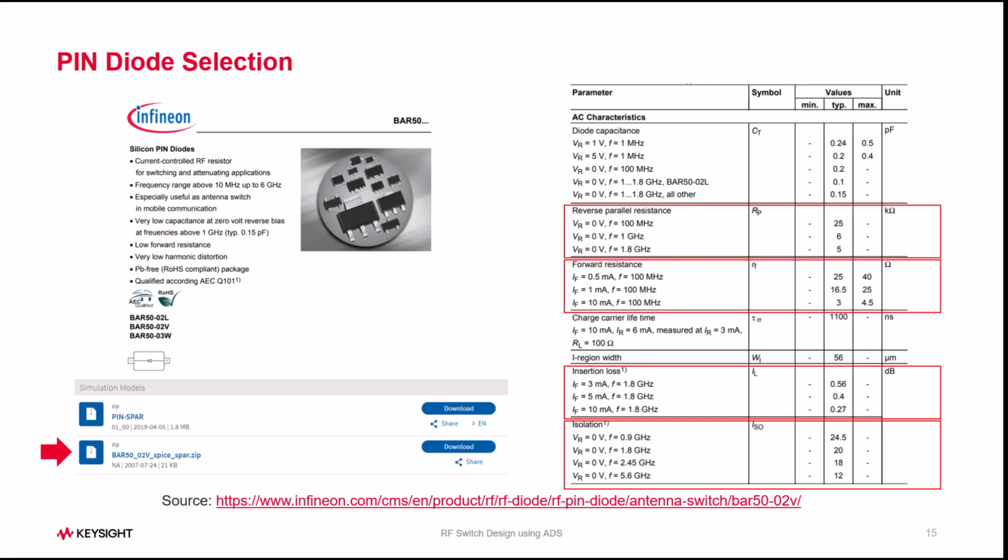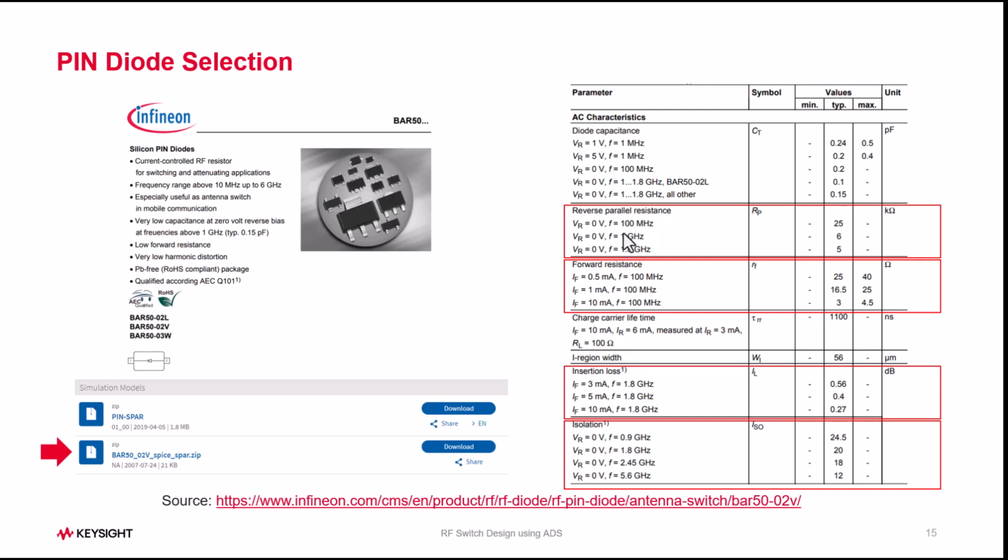a search of various vendors who can provide you with the PIN diode. For this case study, I'm going to use the Infineon BAR50 device, and I have provided the link of this component in the description box of this video. One of the good things about this component is that we can download the SPICE model so that we can perform our simulation with a high degree of accuracy in software like ADS.